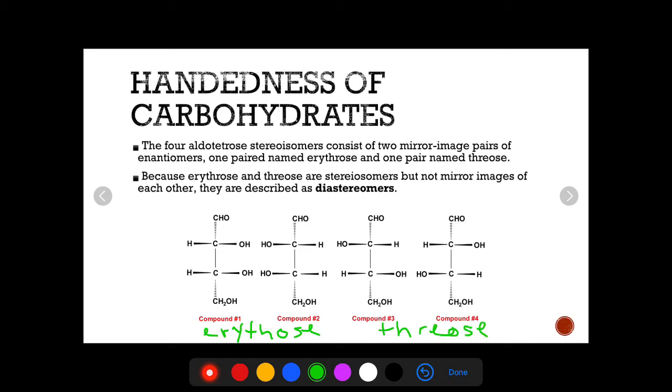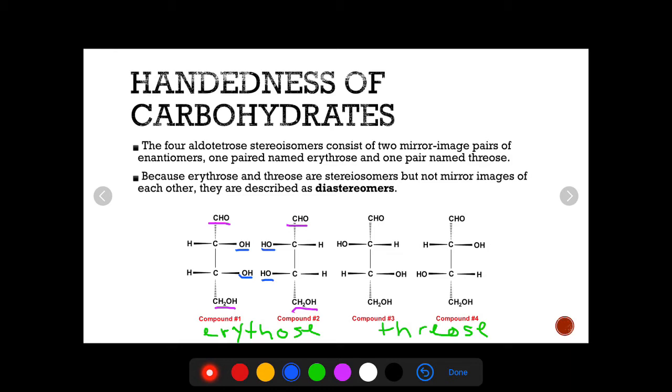Okay. So 1 and 2 would be considered enantiomers because they are mirror images. So again, we have the aldehyde up here, the CH2OH groups on the bottom, and the only thing that's different are these OH groups. On compound 1, they're on the right side. Compound 2, they're on the left side.